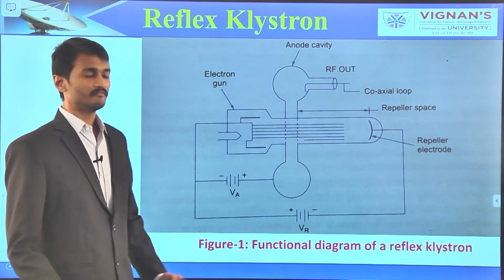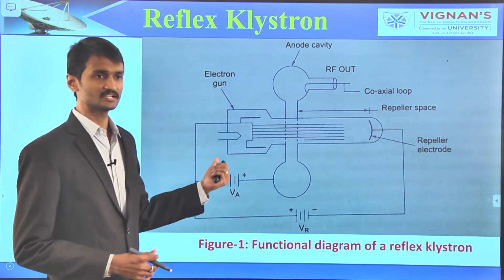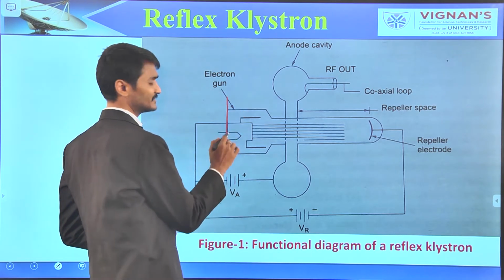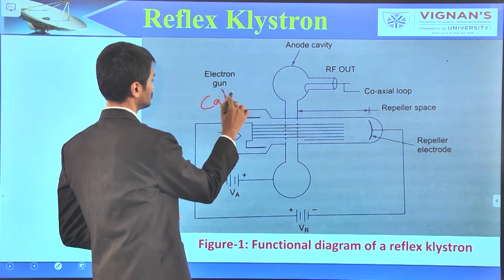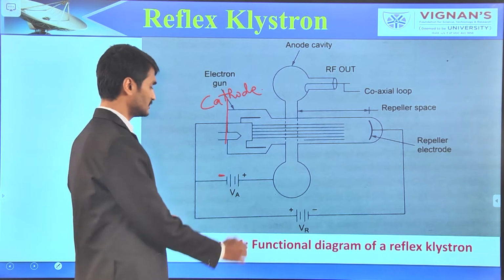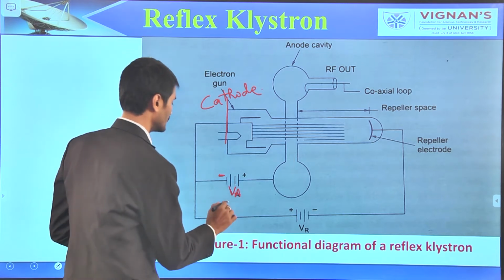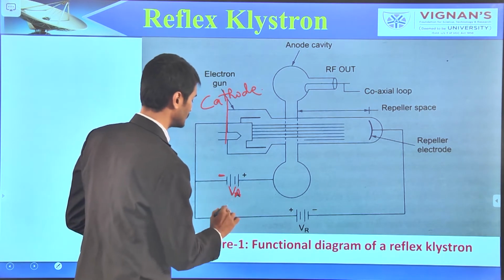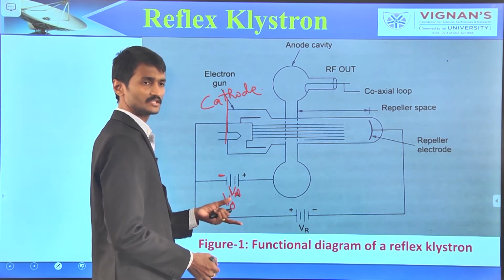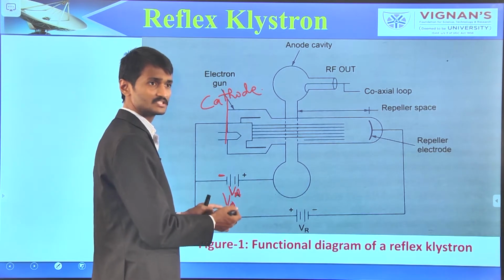So here is the functional block diagram of the reflex klystron oscillator. Already we have seen the operation of the reflex klystron. Here we have the electron gun as well as the cathode, which is at negative potential. Here it is VA, that is, we are calling it the accelerating voltage, and in the derivation I am considering it as V naught, which is nothing but the applied DC voltage. So it is also called the accelerating voltage, please remember.